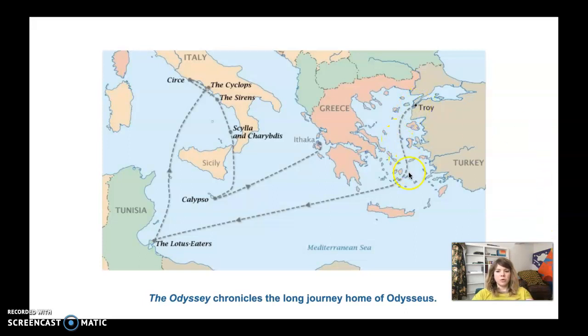So he goes from Troy after the war to, over here in Tunisia, up here, and then Calypso, and then finally makes it home to Ithaca. And that's, I believe, around a 10-year journey. Along the way, he sees a lot of fantastical creatures. He encounters a lot of Greek gods and a lot of creatures in Greek folklore that existed during this time, during the prehistoric Aegean.